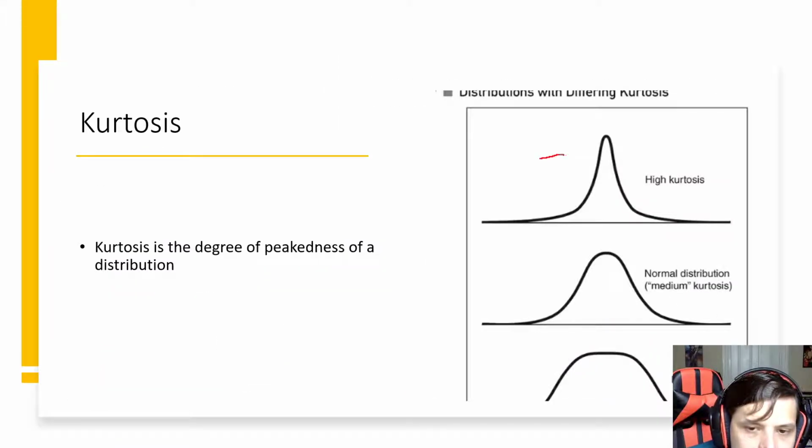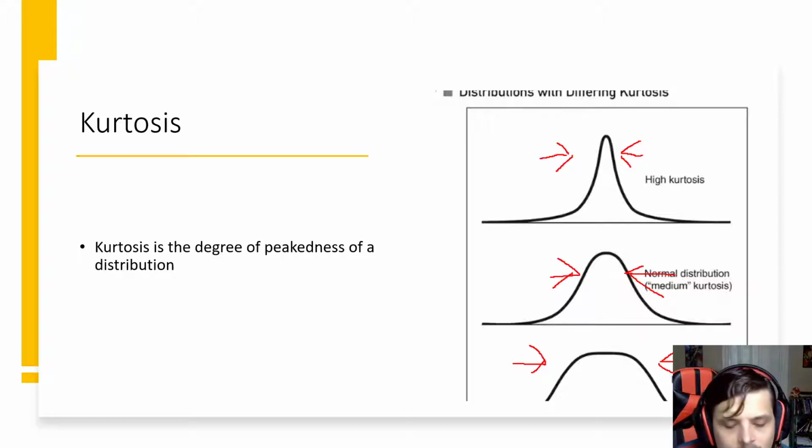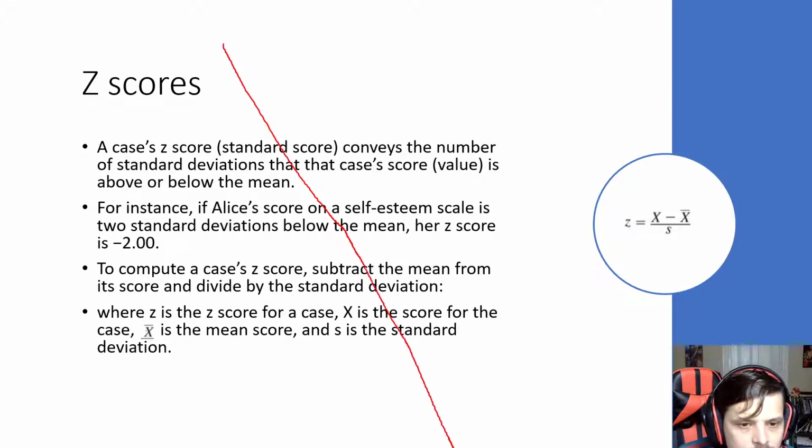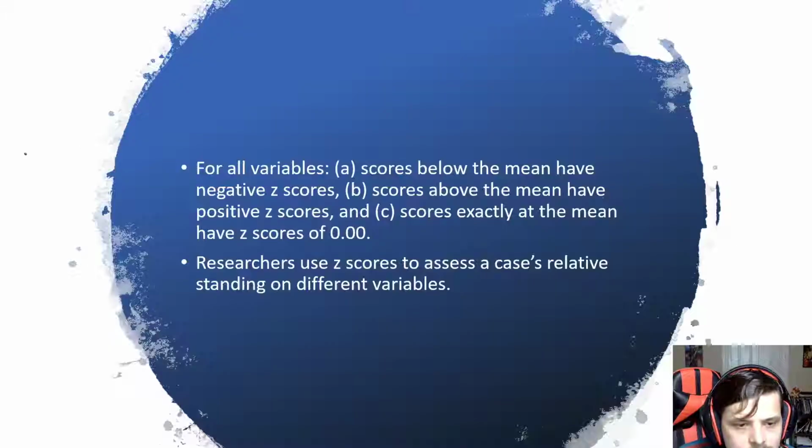Kurtosis is your piquantness, that little pinch up here. That's a high kurtosis. This is a normal distribution, which is medium kurtosis. This is a low kurtosis. So kurtosis is just the piquantness of your distribution. We're not going to go over z-scores, so don't worry too much about z-scores. This is also z-scores.